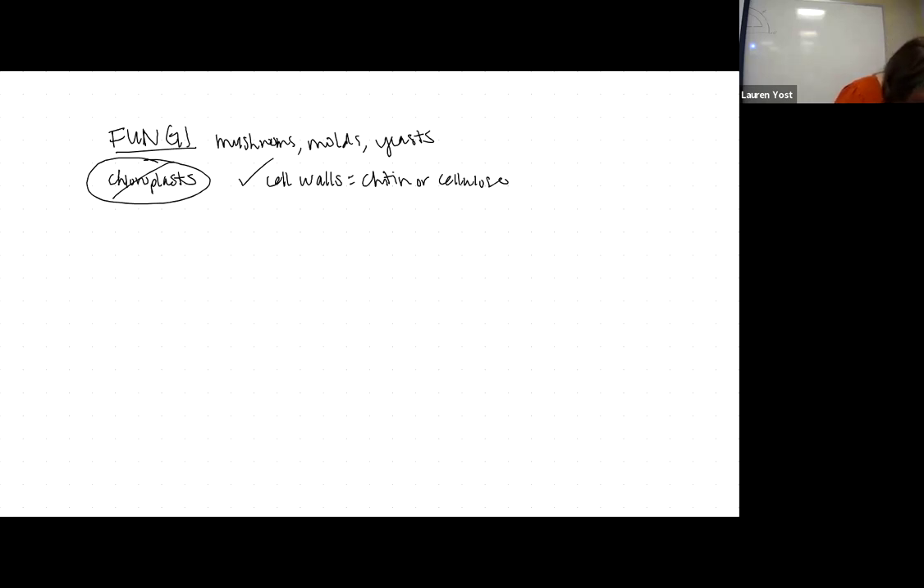Okay. So this includes things, yeah, we already said this. I'm going to go ahead and add up here, though, that these can be saprobes or opportunistic pathogens. So we'll remember that a saprobe is an organism that breaks down dead and decaying material.